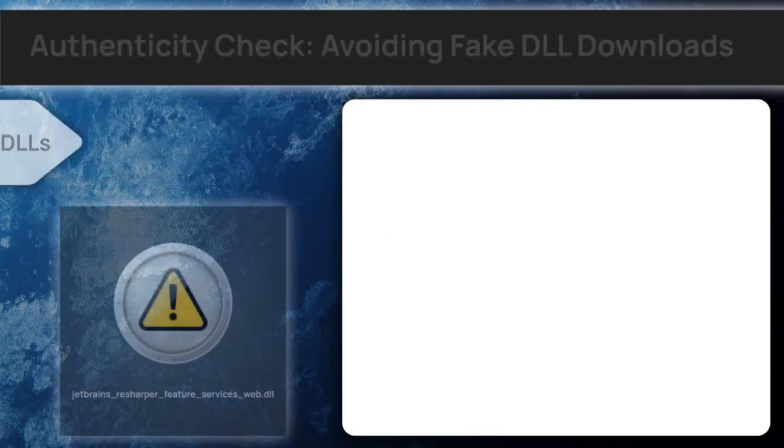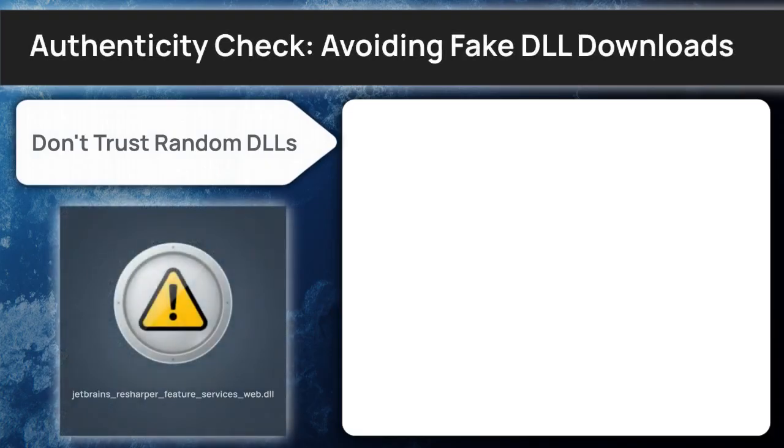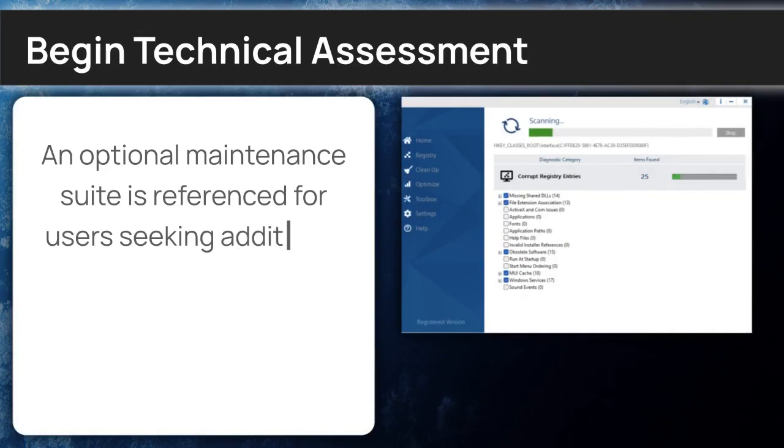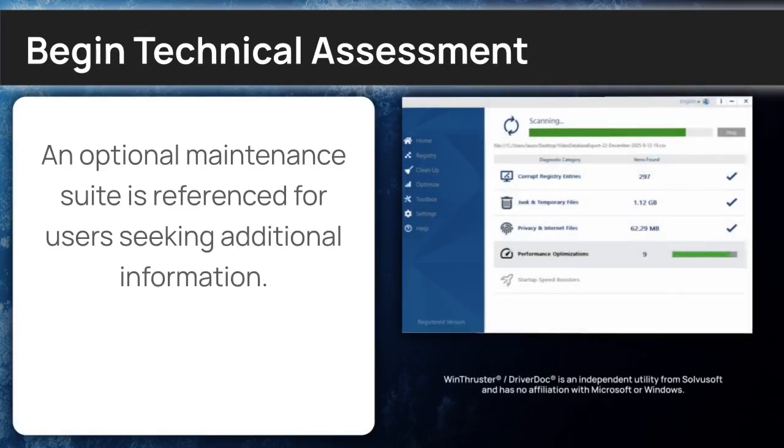Beyond the repair, maintaining a secure workstation requires avoiding a few common technical mistakes. It is important to avoid manual installation of JetBrains ReSharper Feature Services Web DLL if you are not a technical expert. One wrong move in your system directory can prevent your computer from booting entirely and result in data loss. Using a professional maintenance utility is a proactive step toward keeping your system state healthy and your software synchronized.